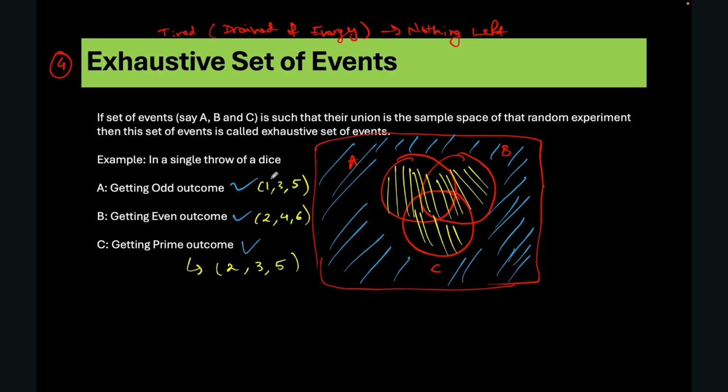So you've exhausted all the samples. Well, the sample consisted of 1, 2, 3, 4, 5, 6, and you already have 1, you already have 2, 3 is taken, 4 is taken, 5, and 6. You've considered all the possibilities in the sample space. That's why it's called exhaustive set of events.